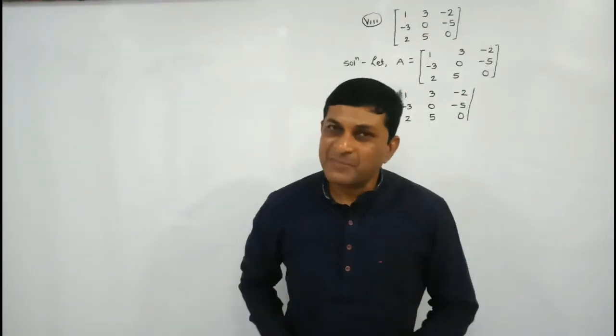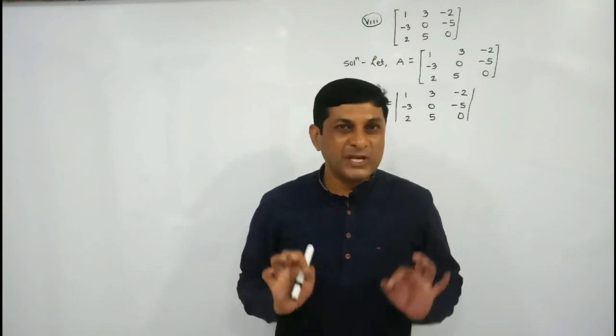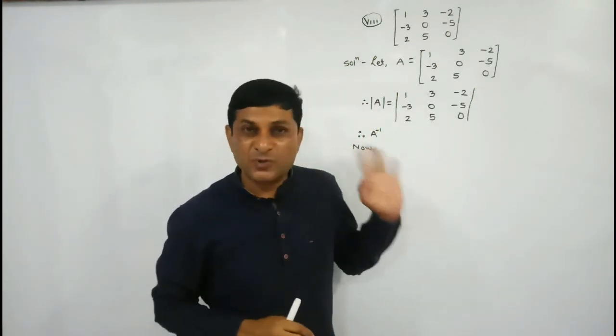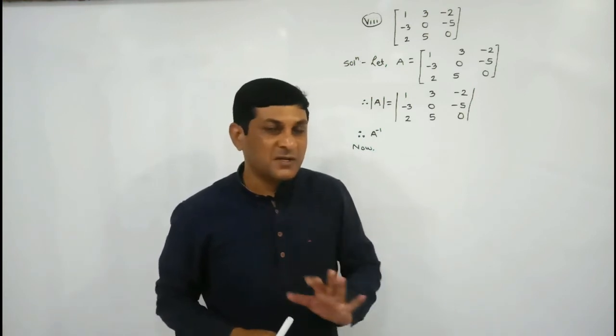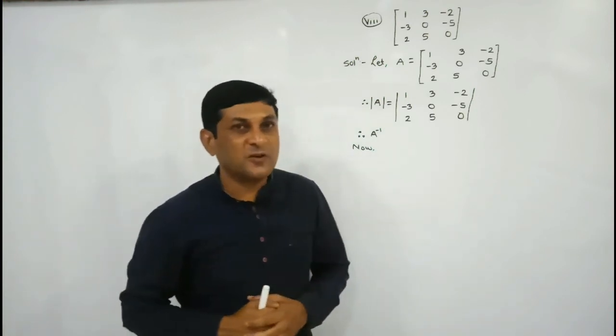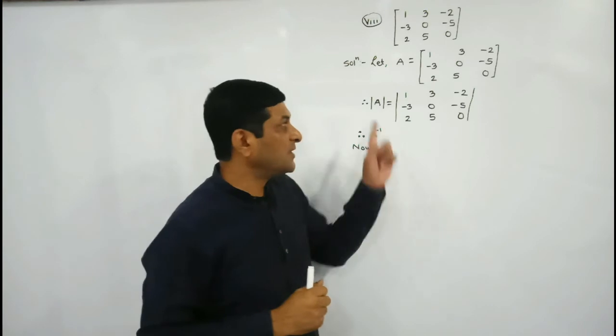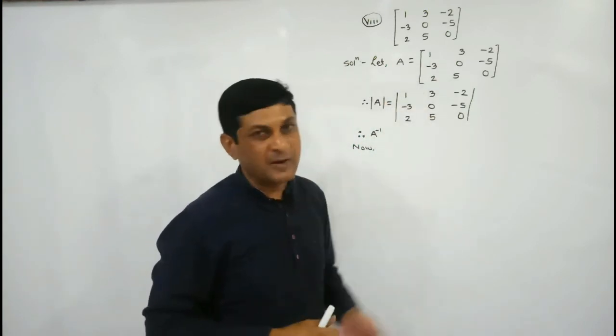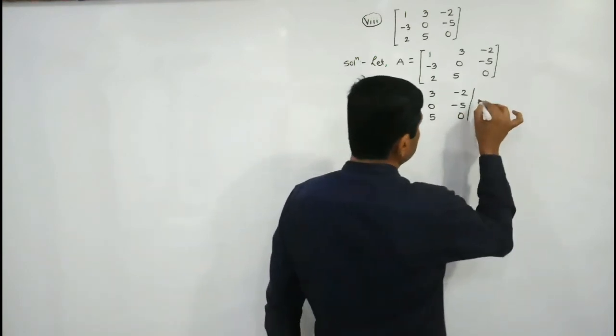Now see the example number 8. This example we are solving applying adjoint method. So first we have to check whether inverse exists or not. And for that purpose, we have to find out value of what? Determinant. So let us try to find out determinant of this matrix. The given matrix we have denoted by what? A. So simplify this determinant.